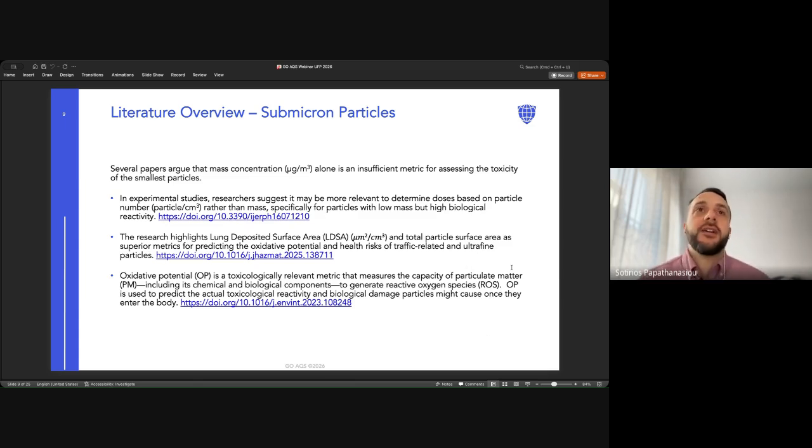Then I tried to find the preferable unit of measurement for submicron particles. Several papers argued that mass concentration alone is an insufficient metric. Some talked about particles per cubic centimeter, others about lung deposited surface area, or LDSA, and some others about oxidative potential, which is a toxicologically relevant metric. The problem with lung deposit and oxidative potential is that they require more information from the measurement that we are taking.